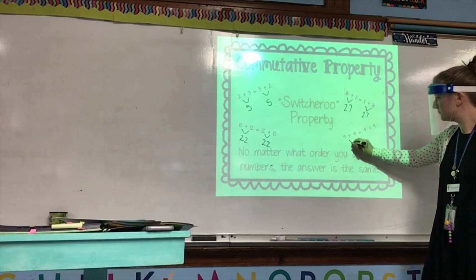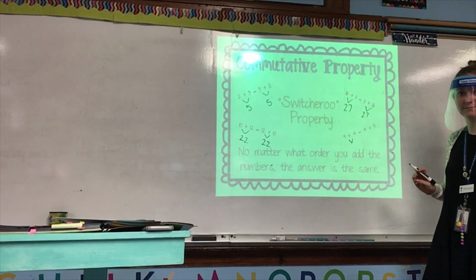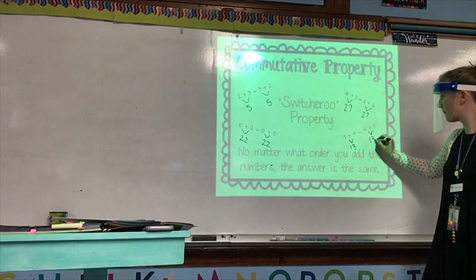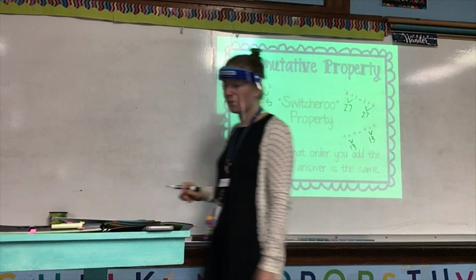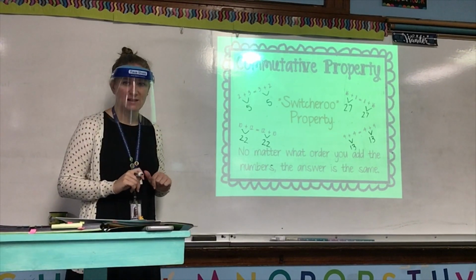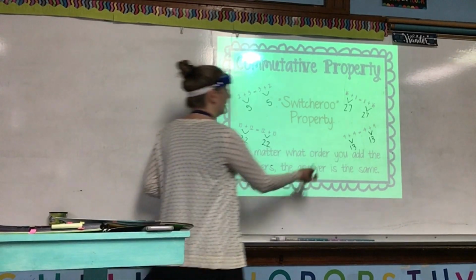9 plus 4 is 13. 4 plus 9 is 13. So we can see that with the commutative property, it does not matter what order we add the numbers in, the answer is going to be the same.